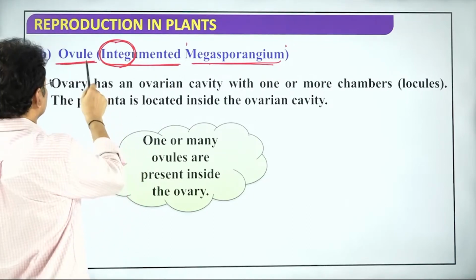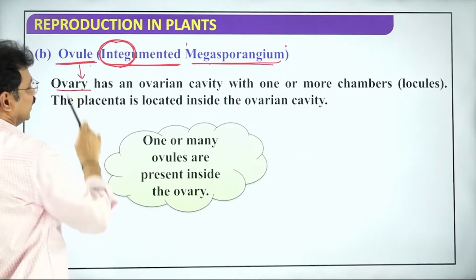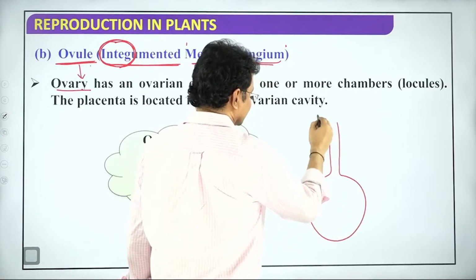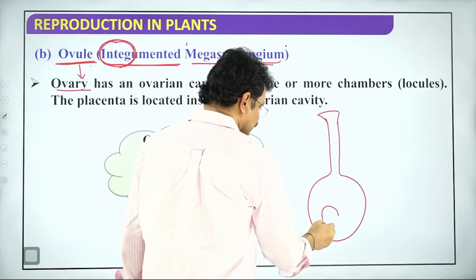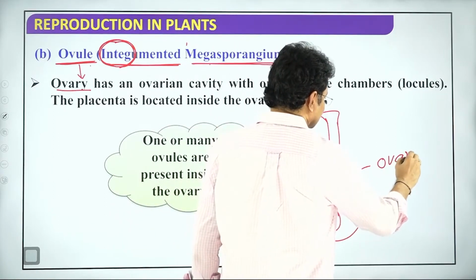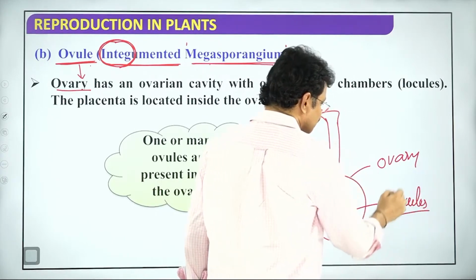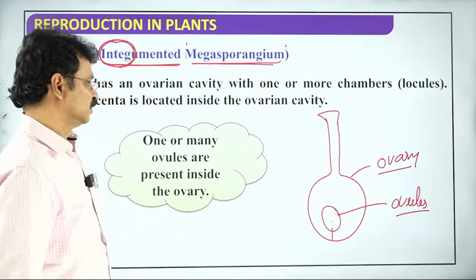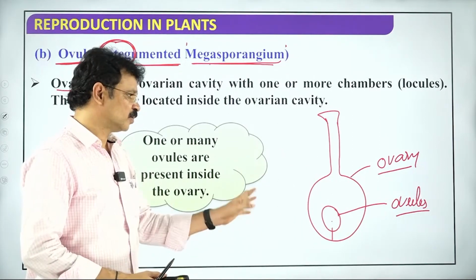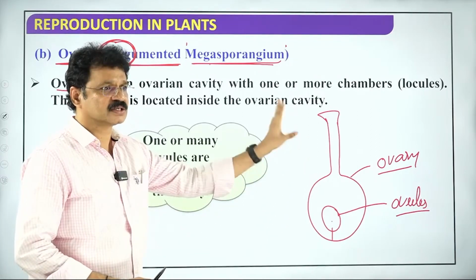Inside the ovary, the number of ovules is one to many. For example, this is the structure of a carpel. It has the ovary as the basal swollen portion. The number of ovules inside the ovary is either one or more than one, different from plant to plant. In some plants, a single ovule is found inside the ovary. In others, two ovules per ovary, three, four, five, six, and even hundreds of ovules may be present in the ovaries of some plants.